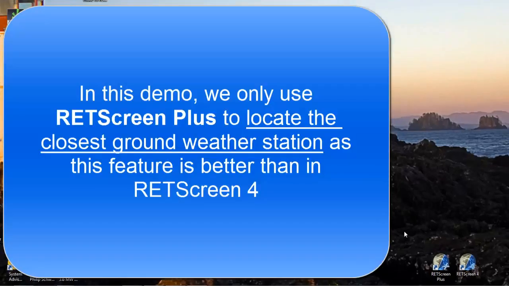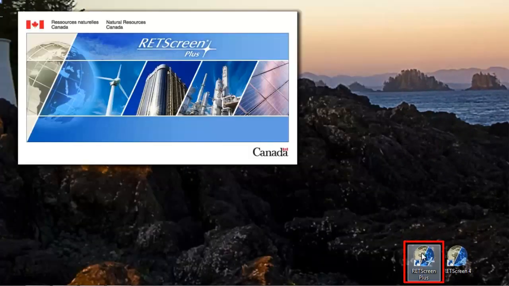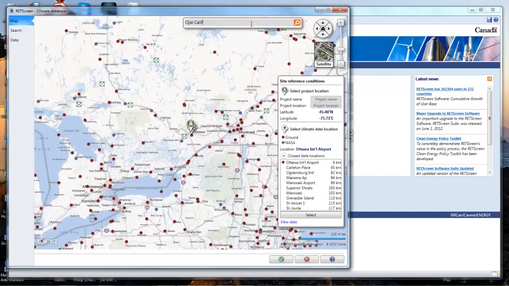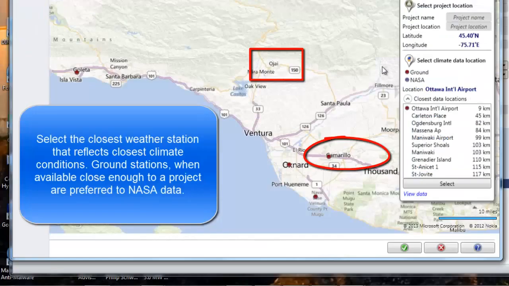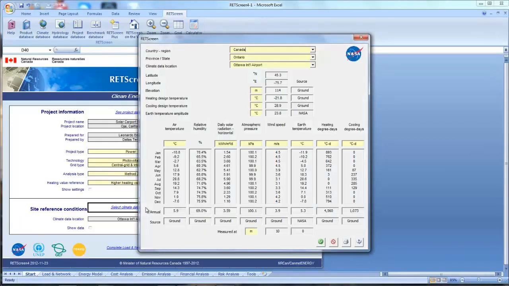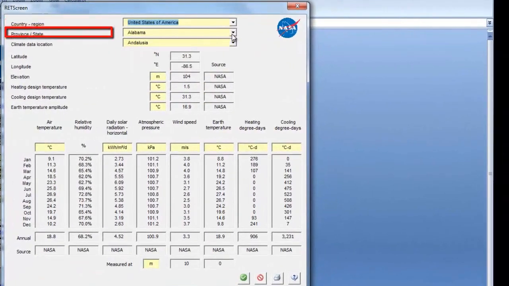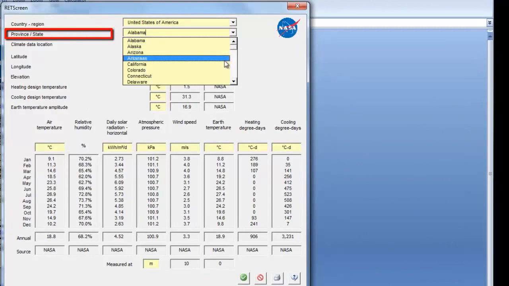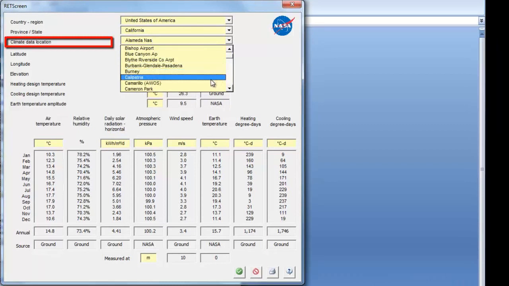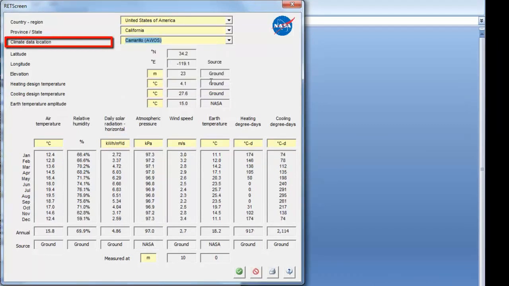Let's look at a map from the RETScreen Plus, which is a performance monitoring tool that offers maps not available in RETScreen 4. As we can see, Ojai has been added to the map, and the Oxnard Airport and Camarillo are the closest options. Let's select the RETScreen climate data location. After selecting the United States as the country, we are offered a number of climate data locations. We then select California as the state and Camarillo as our weather station to get the annual and monthly climate data shown here.